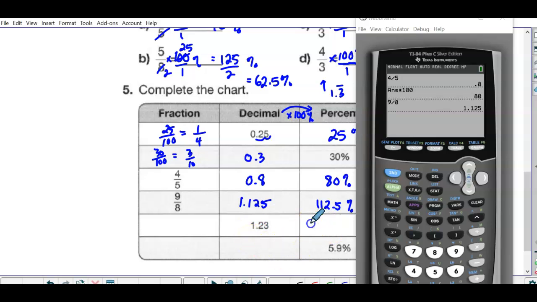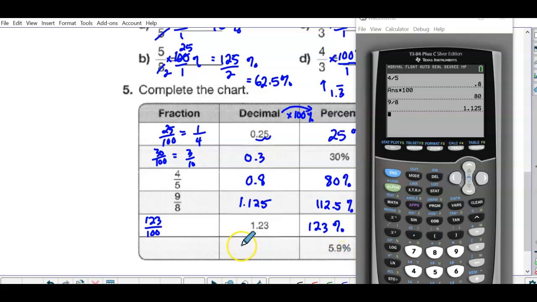Here, if it's got a 1, remember that's more than 100%. As a decimal, move the decimal to the right, so 123. In terms of a fraction, really that's 123 over 100, if it's percent. And that doesn't reduce. Okay, 123, 3 goes into that 41 times, but not into 100.